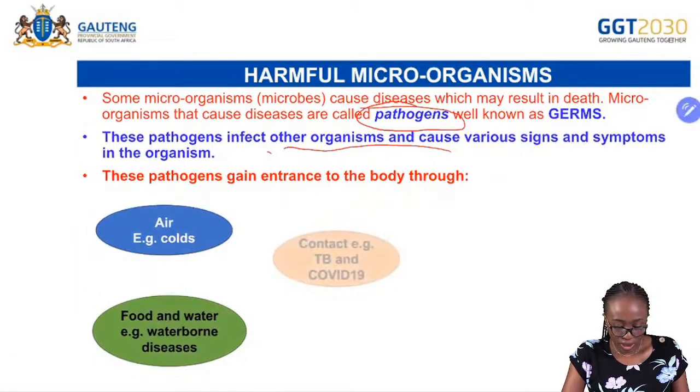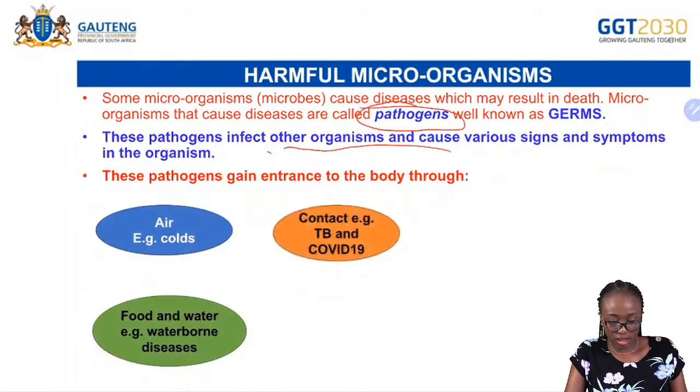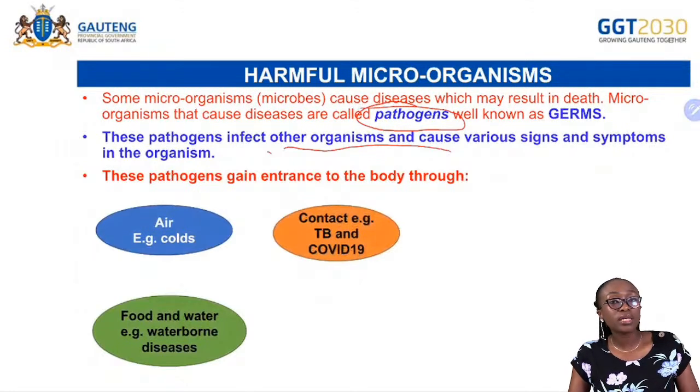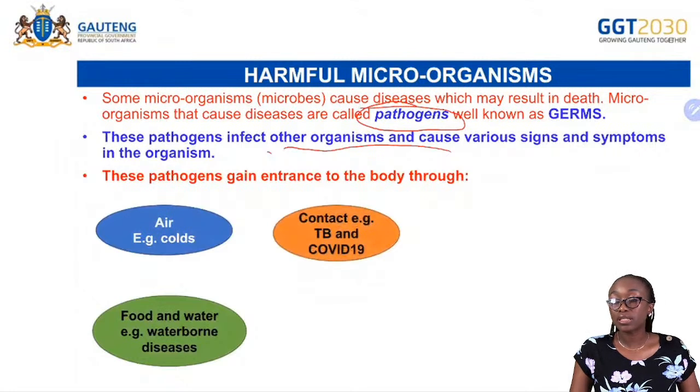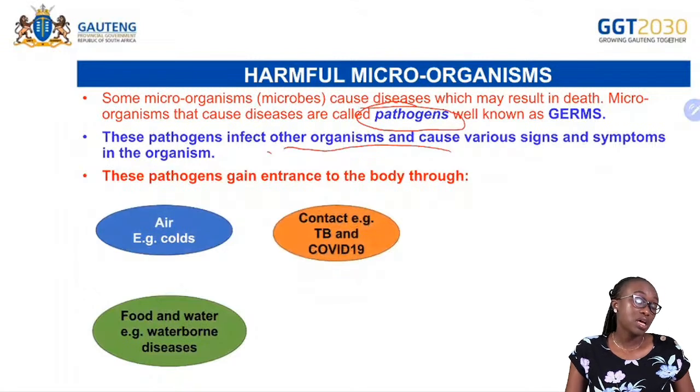And then contact. By contact, this can cause diseases such as TB and COVID-19. Contact could be person to person, where two people come in contact and one person is infected with the pathogen and ends up infecting the next person. Or it could be through contact between a person and an animal. When an animal bites a person, let's say a dog is infected with rabies and bites a human being and then transfers that pathogen to the person. So that is another way of contact.